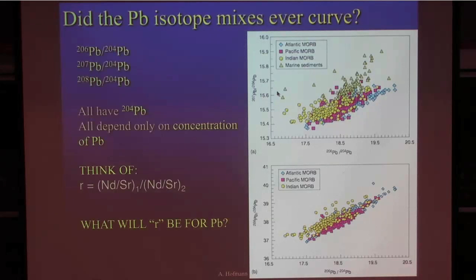So here are the ratios for lead that we measure. They're all part of lead. They all divide by 204, which means we're all just interested in the concentration of lead. So in terms of the curvature, neodymium over strontium, in this case, it's lead over lead in the one component versus lead over lead in the other component. So R is always 1. It's always a straight line if you're mixing in lead. And that's not just lead, any isotope system.